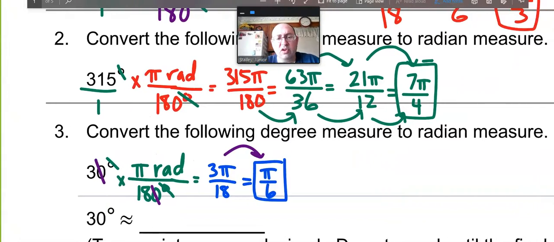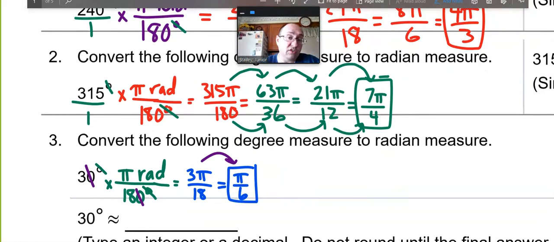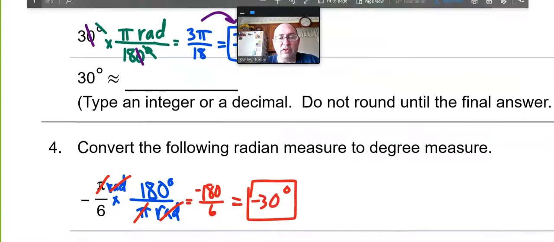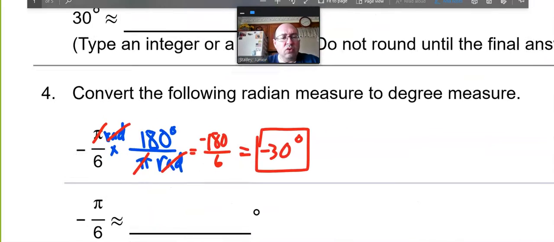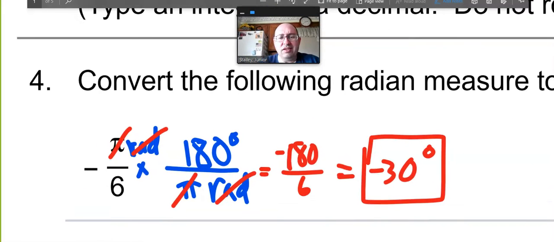In future lessons, we will be looking at the circle in radians, not degrees, and teaching you about the unit circle. But for now, we're just trying to figure out how to convert.